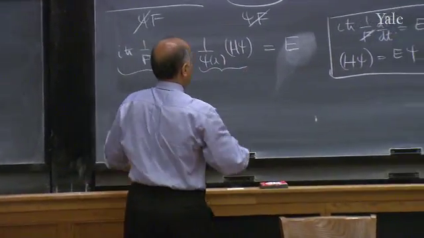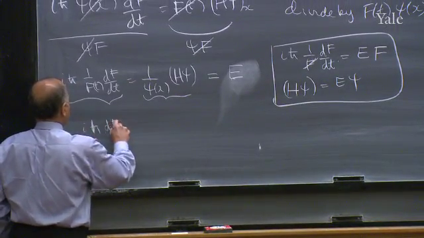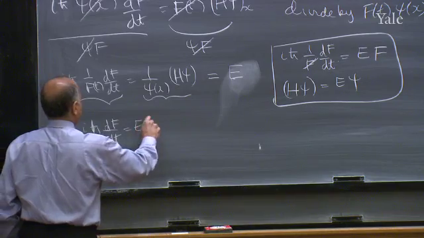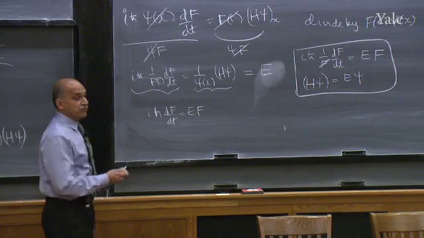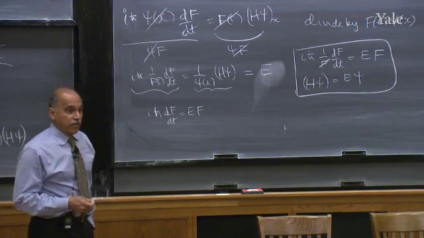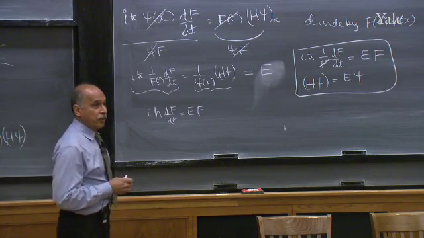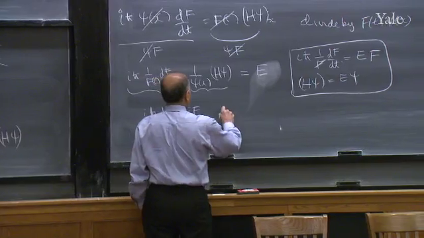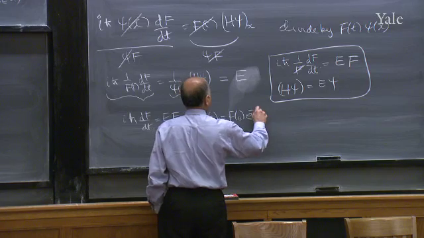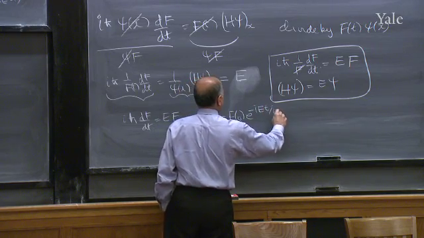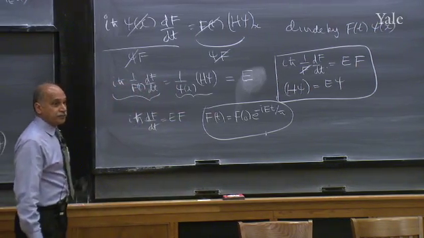Now, can you guys do this in your head? i h bar dF/dt equals E times f. So it's saying f is a function of time whose time derivative is the function itself. Everybody knows what such a function is. It's an exponential. And the answer is, I'm going to write it down and you can check. F of t is f of 0 e to the minus i E t over h bar. If you want, take the derivative and check.